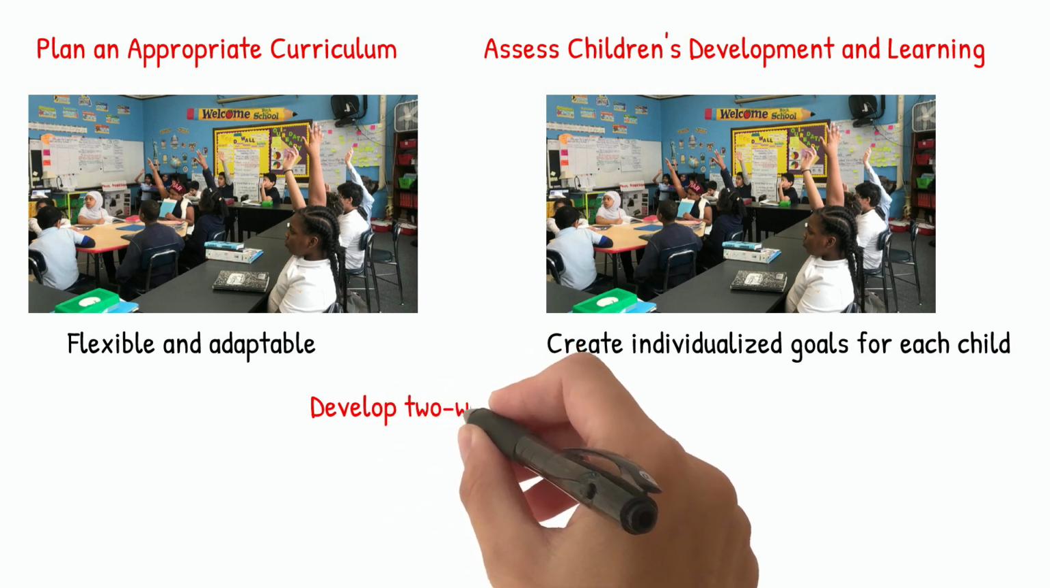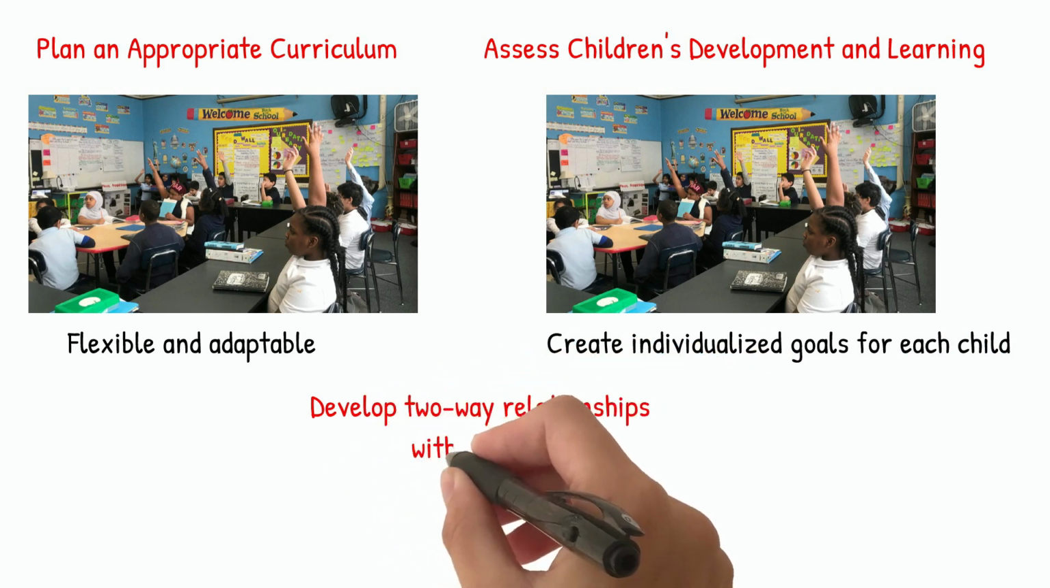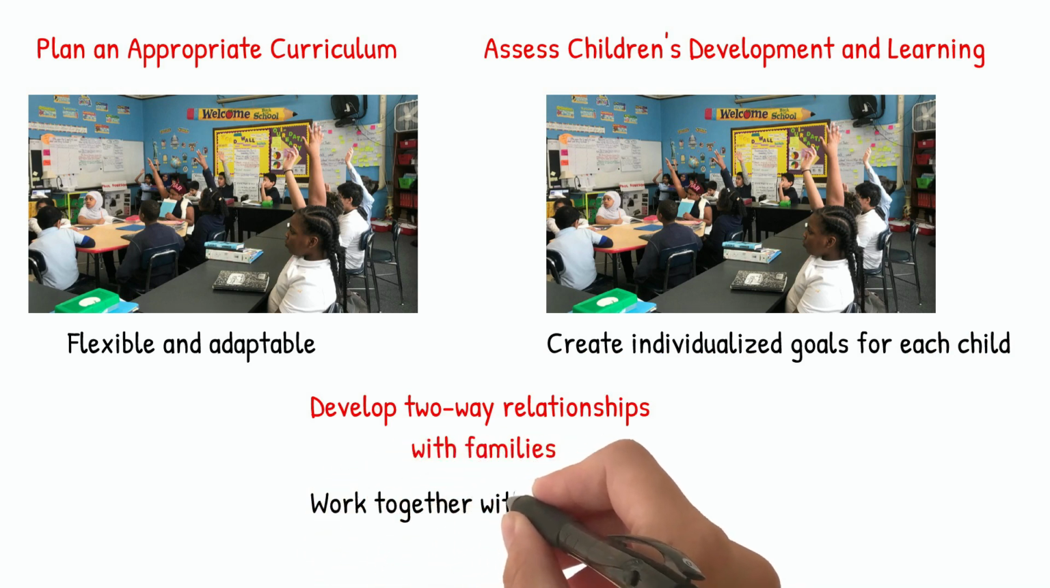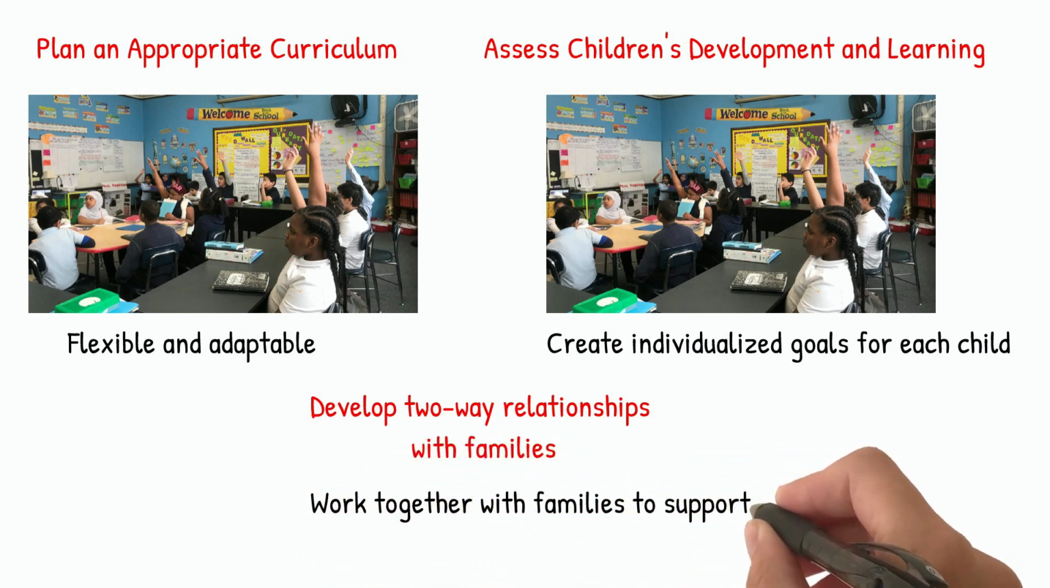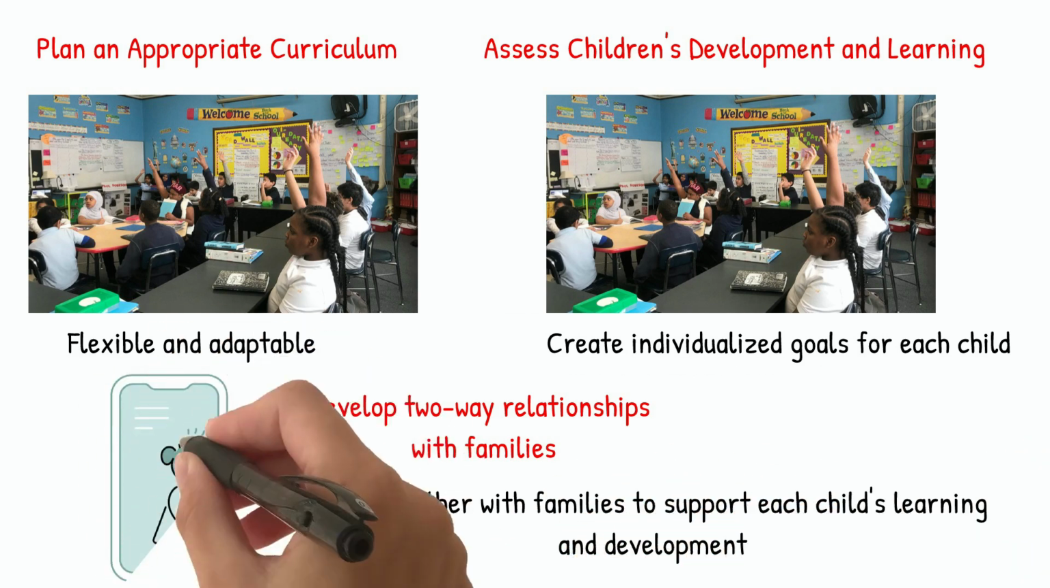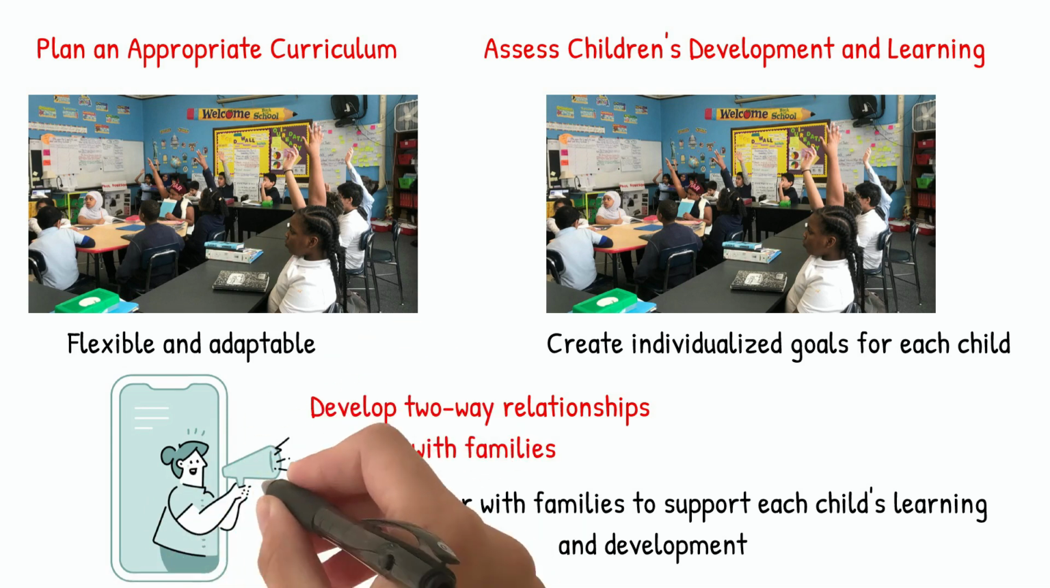5. Finally, the fifth goal is to develop two-way relationships with families. This means that we want to work together with families to support each child's learning and development. We want to communicate regularly with families to share information about their child's progress and to involve them in their child's learning.